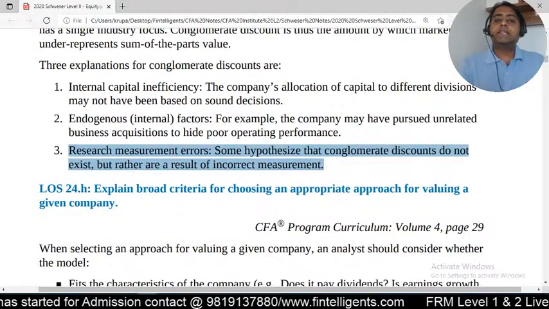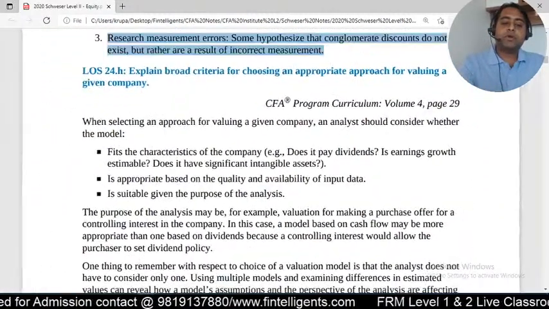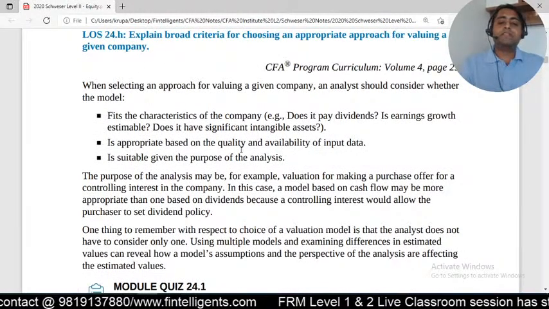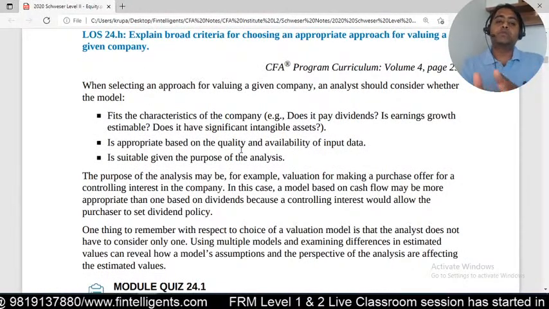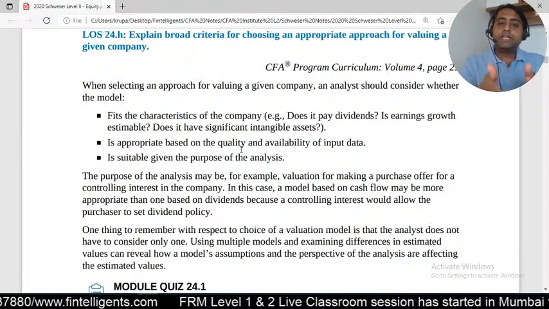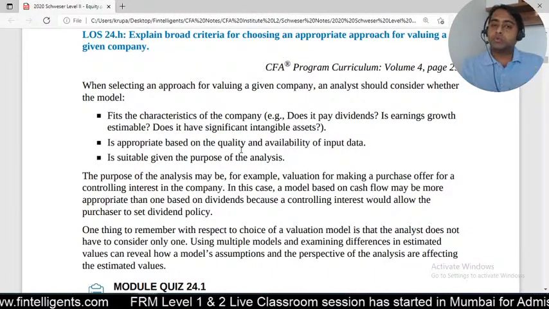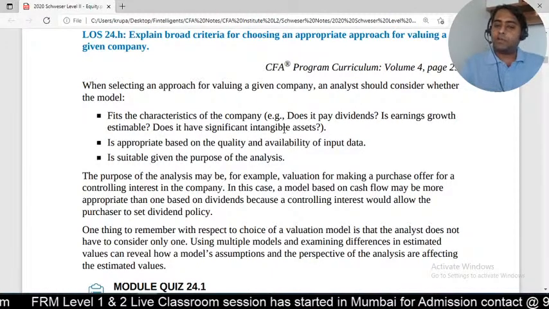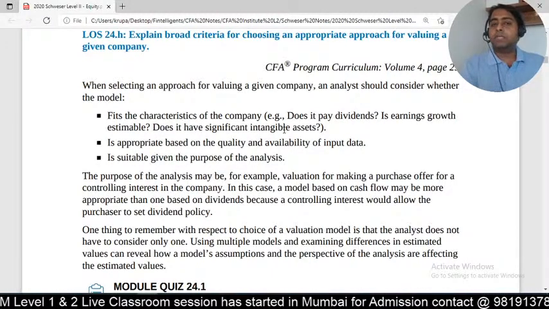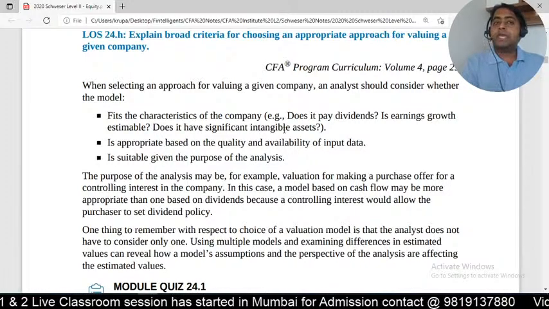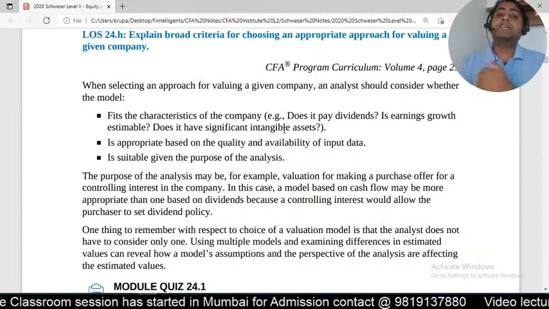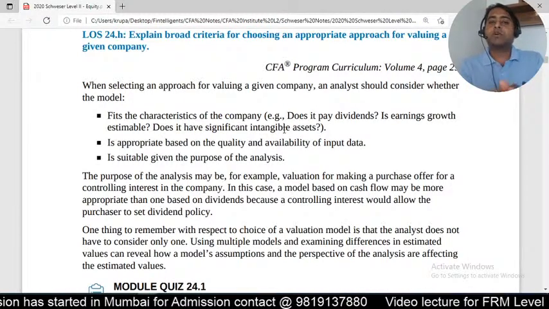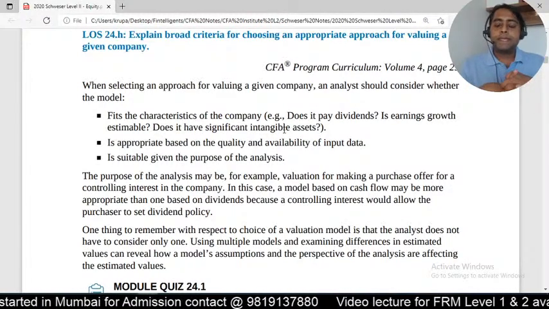Let us go towards the last learning objective. This section primarily talks about how, if the analyst is planning to use a model, he should decide which valuation model to use. First, he will try to understand which company we want to value, what the business of that company is, and what its characteristics are. Suppose a company does not pay any dividend and is a growth company, then why would you use the dividend discount model? You will not use it.